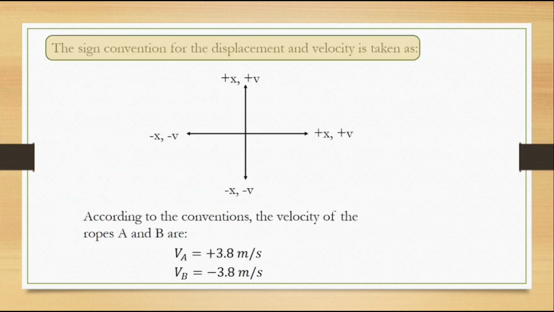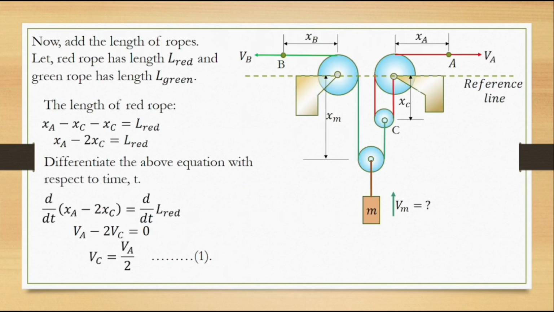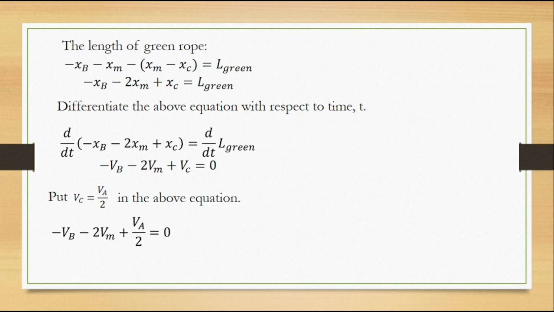So according to the sign convention, the velocity VA is 3.8 meter per second and velocity VB is minus 3.8 meter per second because it is in the negative direction. First of all, simplify the red rope. So add the length of red rope and differentiate it with respect to time t. The length of red rope is not changing with respect to time t, so the differentiation will be 0. By using the sign conventions, you have to add it. Finally, VC is equal to VA divided by 2.